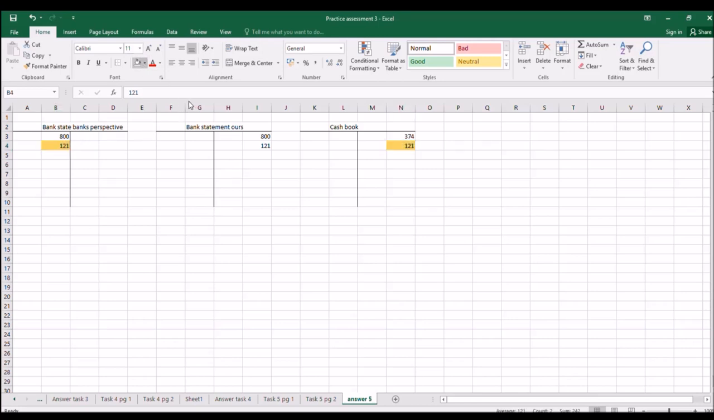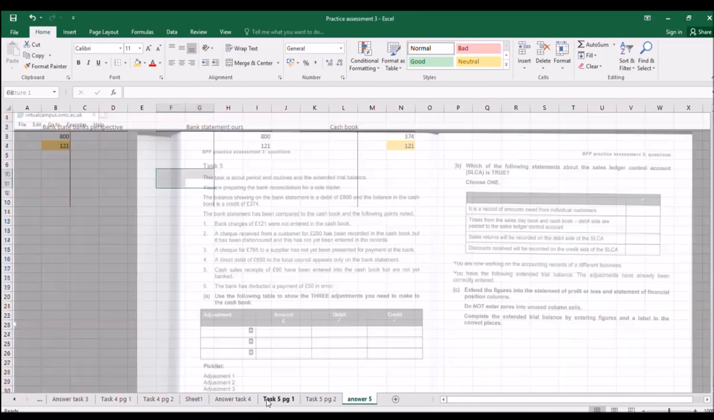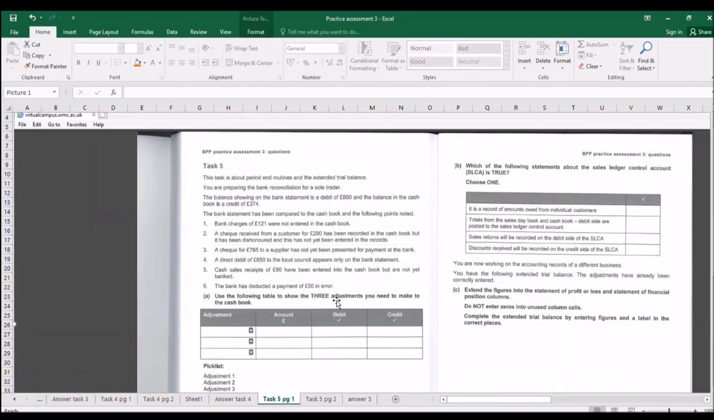A couple of those ones like that. All right, which three adjustments are needed to the cash book? Let's have a quick scan of that one. So that one definitely would be in. Number one's going to be in there.